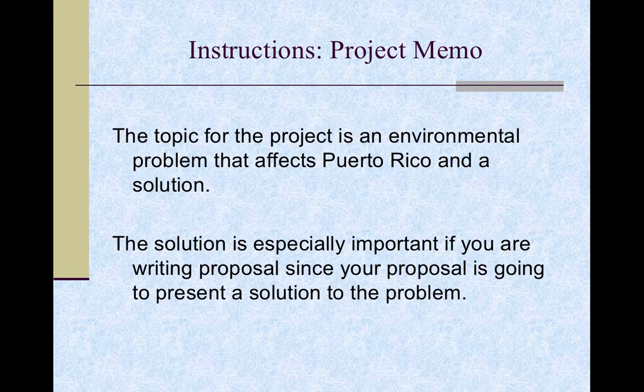In addition, the solution is something that I would like people to think about. The idea is to think, to analyze the different solutions that can be implemented in order to solve these problems. So, your website or your proposal will present an environmental problem and a corresponding solution to that problem.